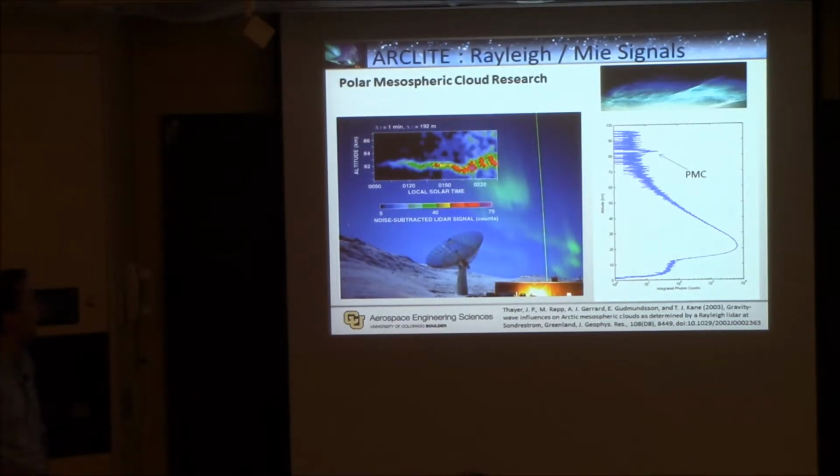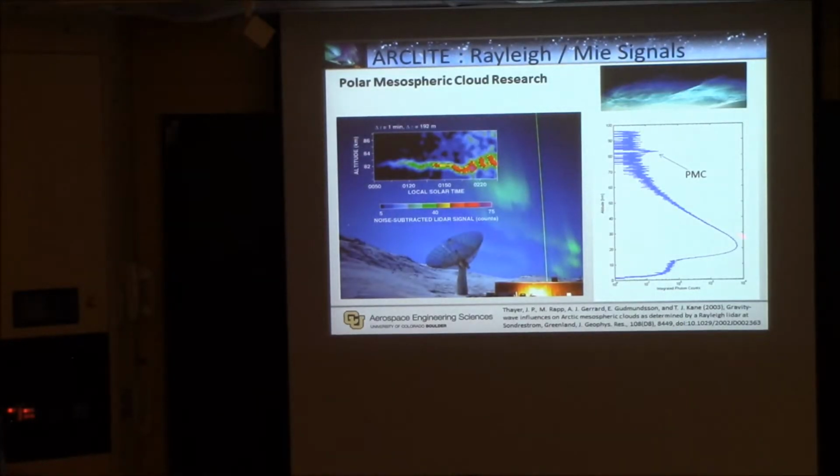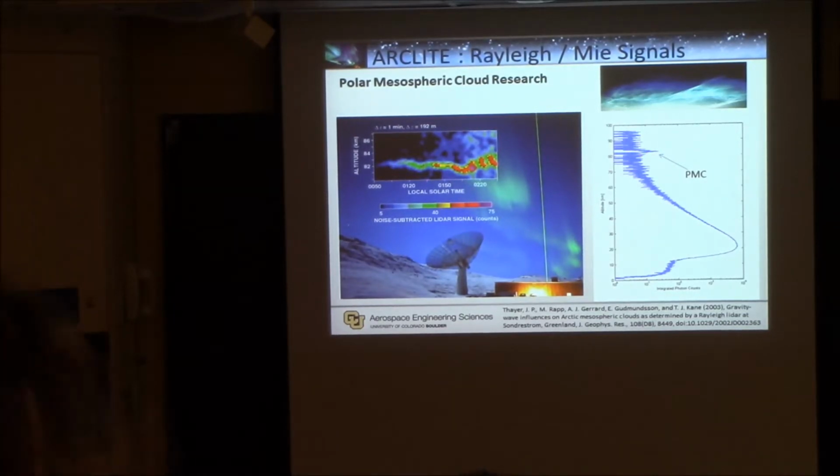And so I'm going to step through a few geophysical processes captured through the LiDAR system and show you what we can do with it. So with the ArcLight, for the Rayleigh LiDAR, this is the Rayleigh portion of the profile. This would be considered a Mie portion. This is the PMC detection right here. And this is that detection in time.